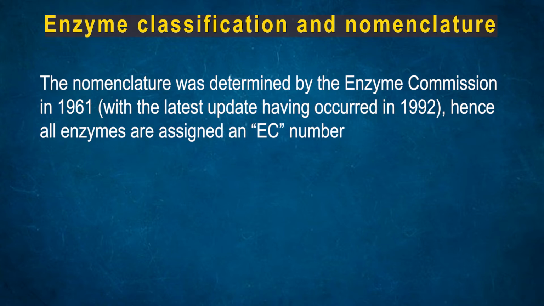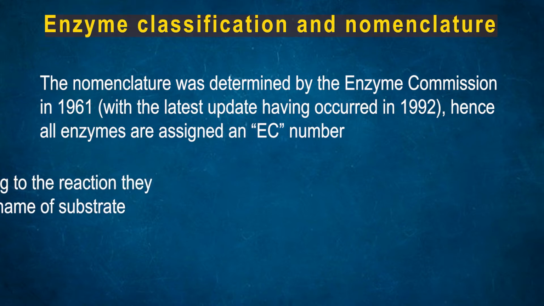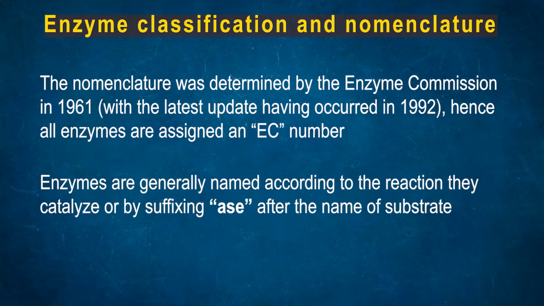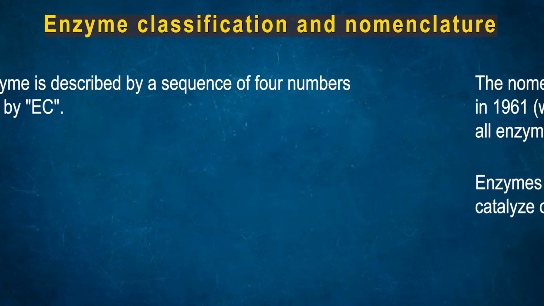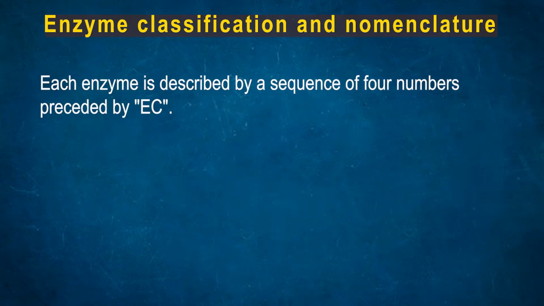The nomenclature was determined by the Enzyme Commission in 1961, hence all enzymes are assigned an EC number, Enzyme Commission number. The International Union of Biochemistry and Molecular Biology developed this nomenclature. Enzymes are generally named according to the reaction they catalyze or by suffixing "ase" to the name of the substrate. Each enzyme is described by a sequence of 4 numbers preceded by EC. EC denotes Enzyme Commission and the number of the enzyme is called the EC number.